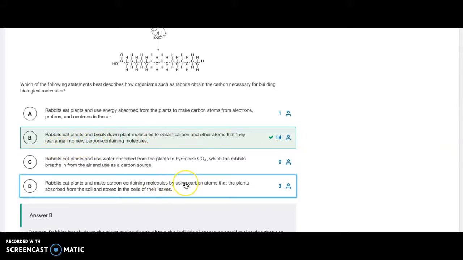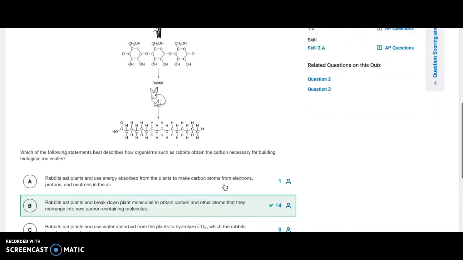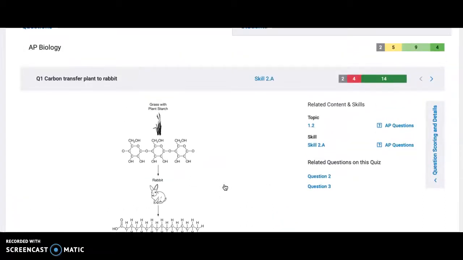And also in D, they just have a wrong statement, which is that plants get their carbon atoms from the soil. They don't. They get their carbon atoms from the air. And that's a fundamental thing about energy transfer that you do need to understand. Plants get nitrogen, phosphorus, sodium, iron, a whole bunch of other things from the soil, but they do not get carbon, hydrogen, or oxygen from the soil. Okay.